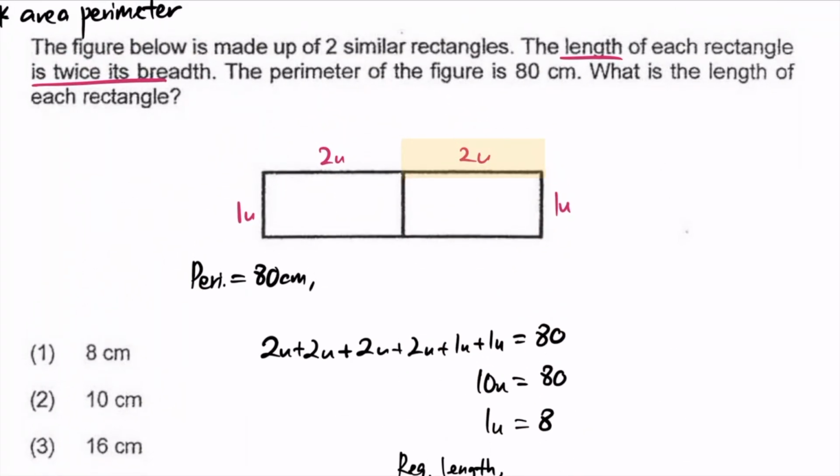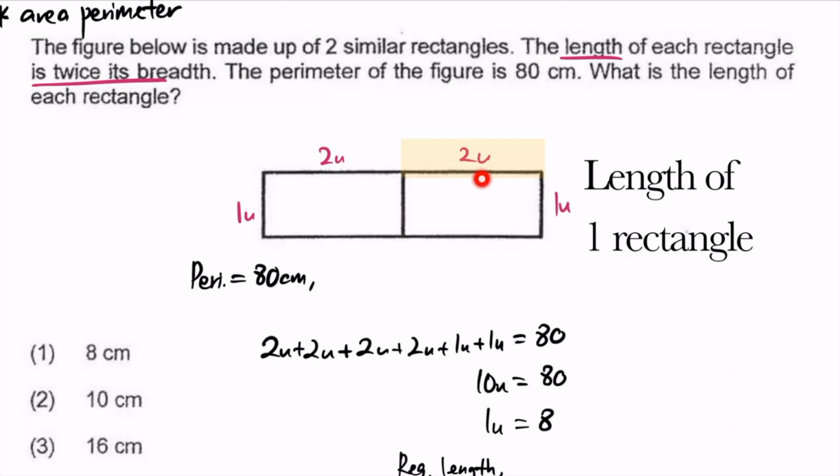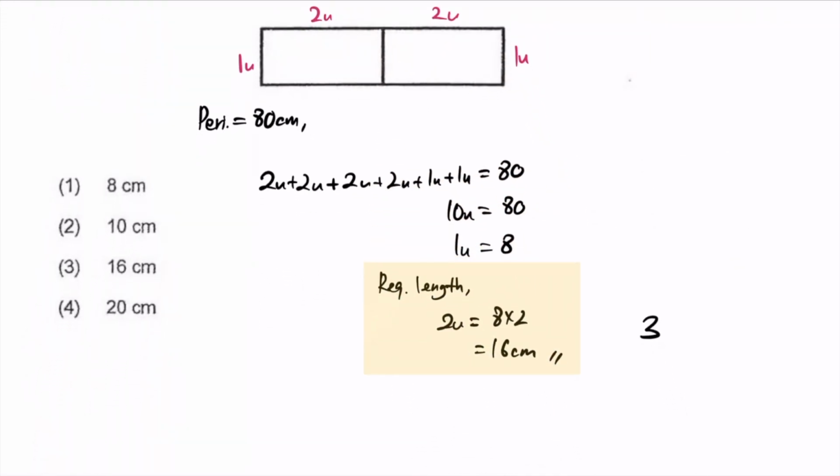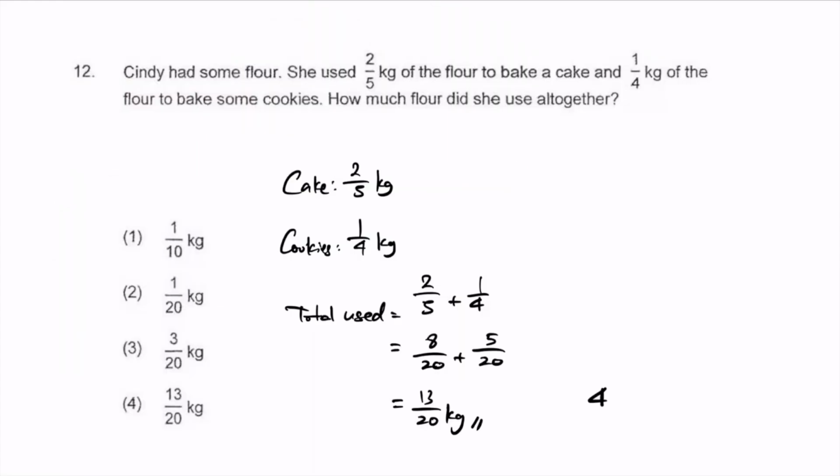Next, we are interested in the length of each rectangle. So according to our diagram, it's 2 units. Well, we have found what 1 unit is, which is 8. So let's find 2 units, which of course is 16 centimeters.